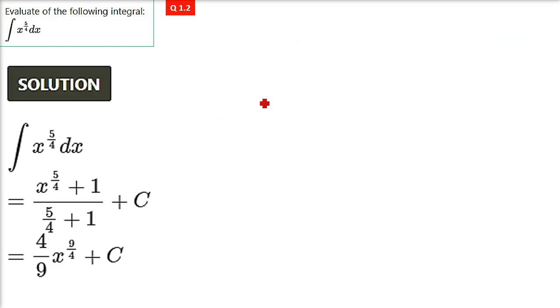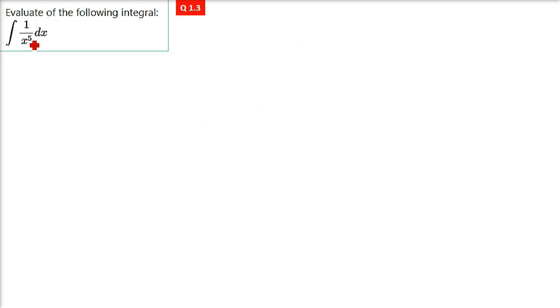So this is the result. Now you can follow this. Evaluate the integral, which is 1 by x raised 5 dx. The way we used to do this in the differentiation part, same thing we are going to do. So this x raised 5 we are going to take in the numerator. Whenever x raised 5 goes to the numerator, it will be negative 5. So x raised negative 5 dx.